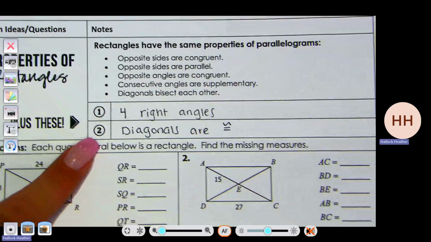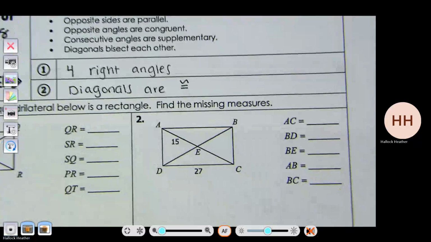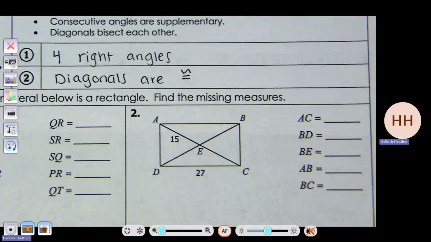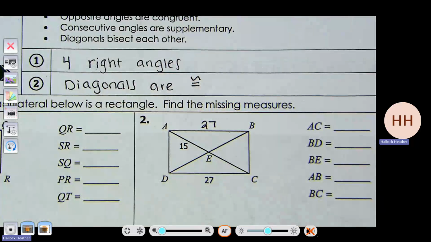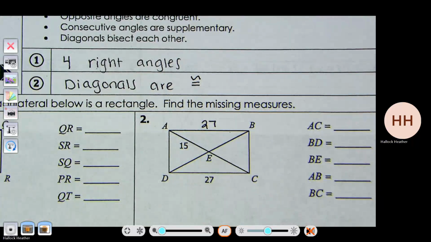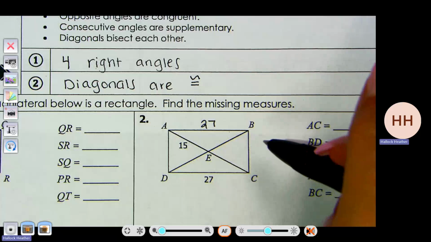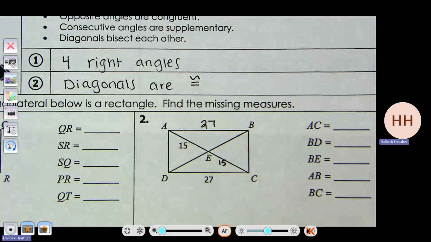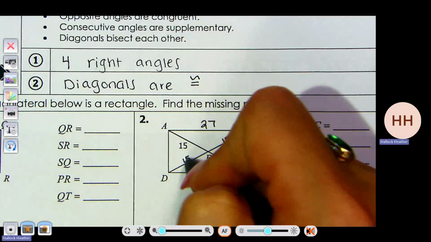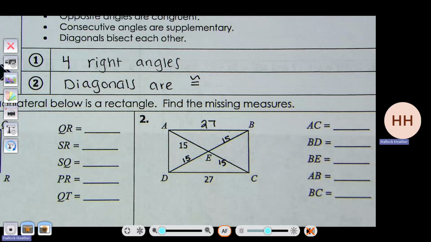So let's start with numero dos. So let's just look at our numbers and move around what we can and then see if they give us enough information to answer every single problem. So where else can the 27 go? A to B, because that makes sense. Okay, where else can 15 go? EC. And where else? And ED. So each one of those little pieces is 15 in length.